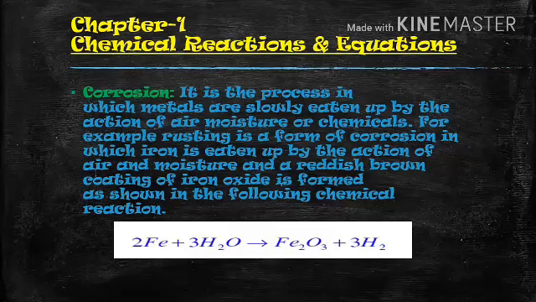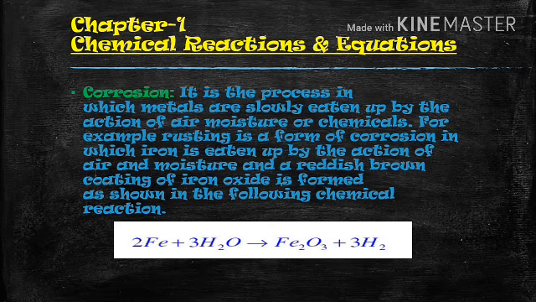Now we can learn a common topic which is corrosion. It is the process in which metals are slowly eaten up by the action of air, moisture or chemicals. For example, rusting is a form of corrosion in which iron is eaten up by the action of air and moisture, and a reddish brown coating of iron oxide is formed, as shown in the following chemical reaction.